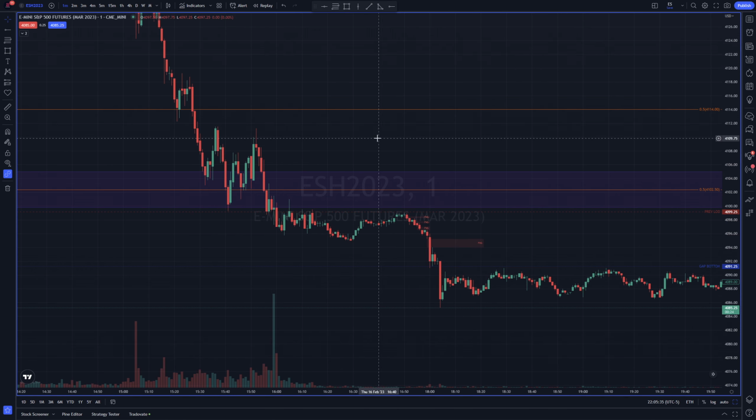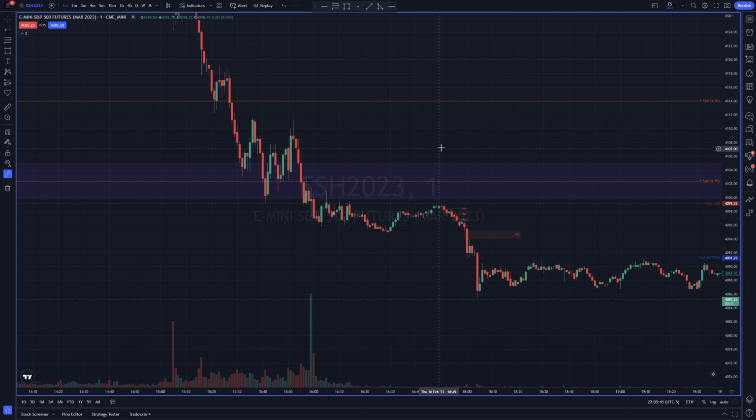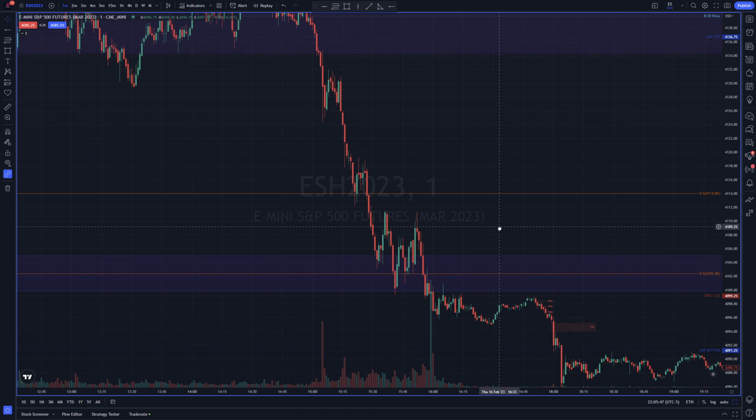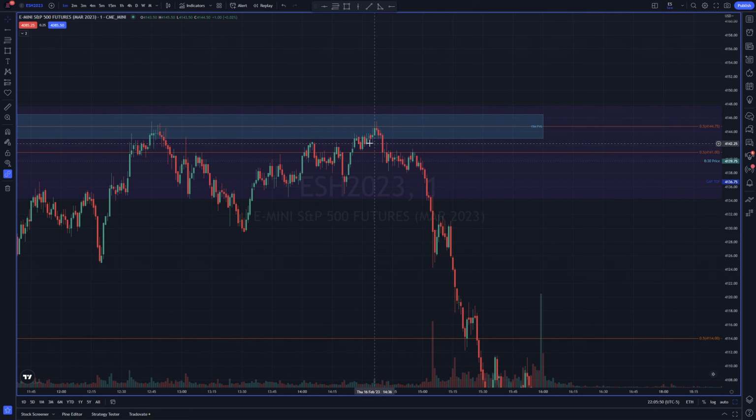Let me get rid of that. I would say that's more of just hitting the gap and coming up, and then hitting the bottom of the gap, and then clean breakthrough. But pretty cool stuff. There was also one interesting scenario that happened during this whole thing.